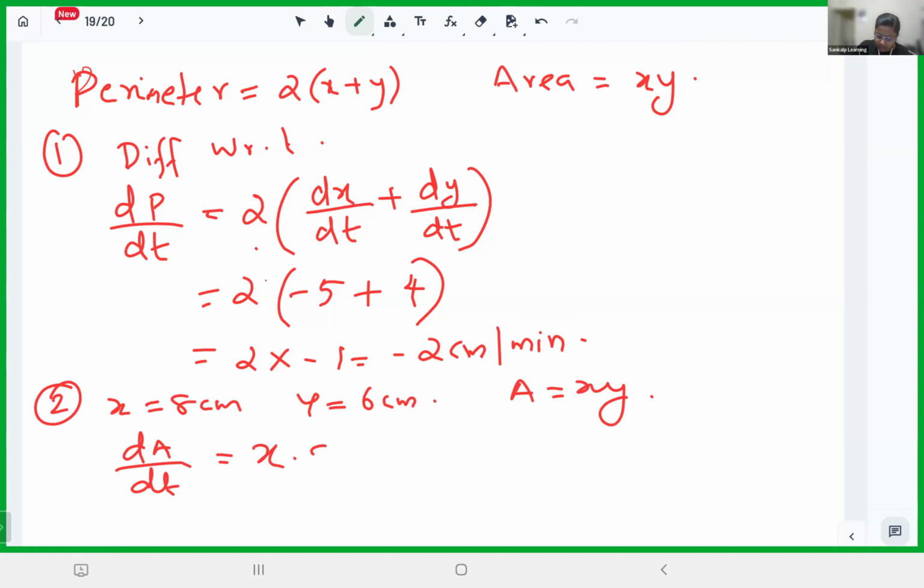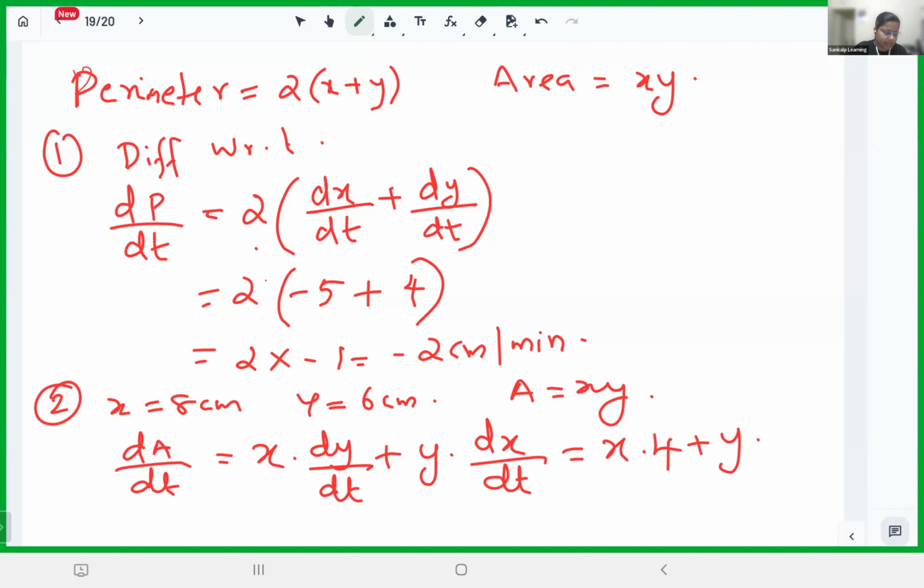So first into derivative of second with respect to t is dy by dt plus second into derivative of first with respect to t is dx by dt. Okay, so that is equal to x into dy by dt, dy by dt is 4, plus y into dx by dt, dx by dt is minus 5. So that is 4x minus 5y.